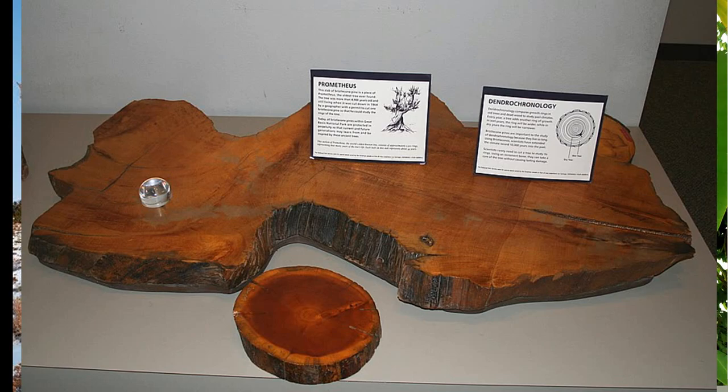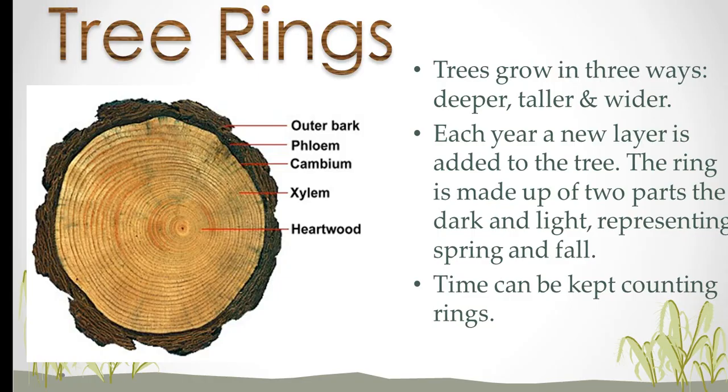but it does help us to understand how old trees can get. So when we look at the tree rings, you can see here, you've probably all seen a cut down tree and seen those rings. I would have today for our lab brought some tree rings in to take a look at. They grow in three ways. They grow deeper in their roots, they grow taller, up, and they grow wider in their trunks.